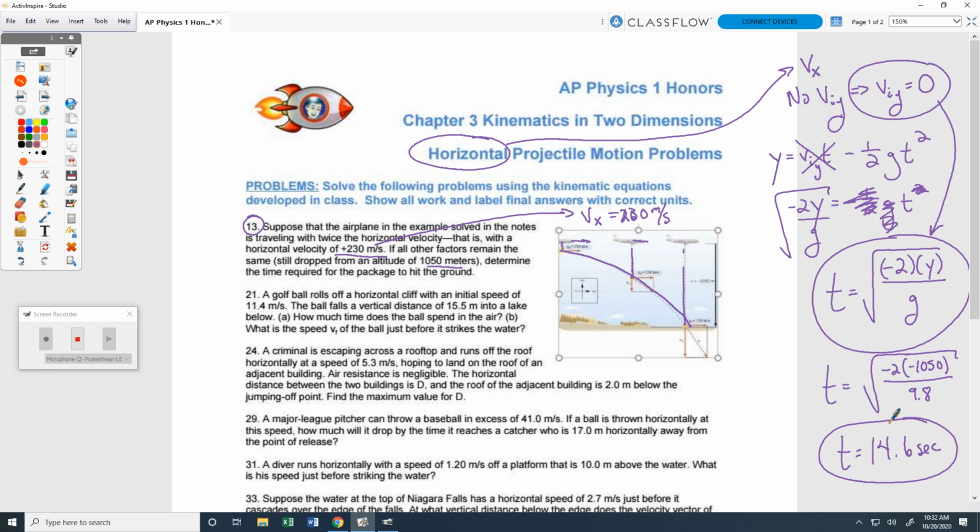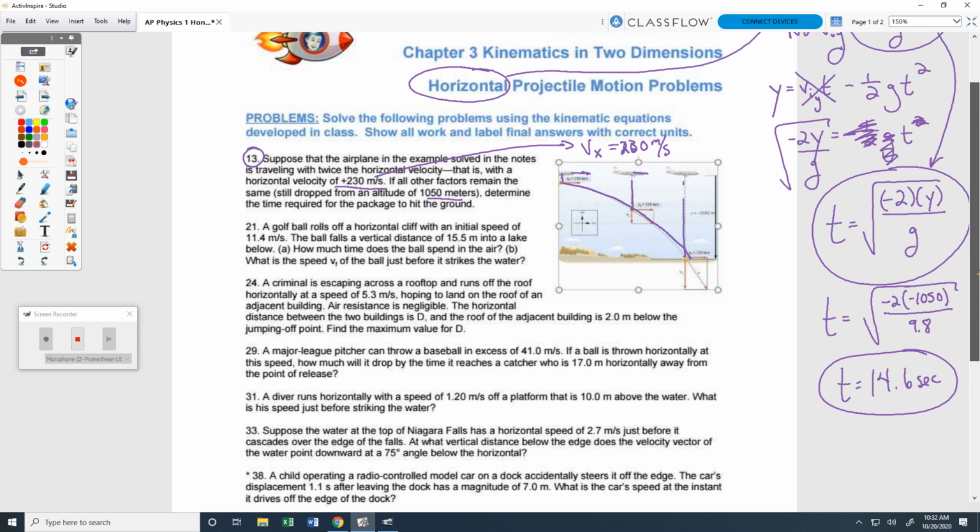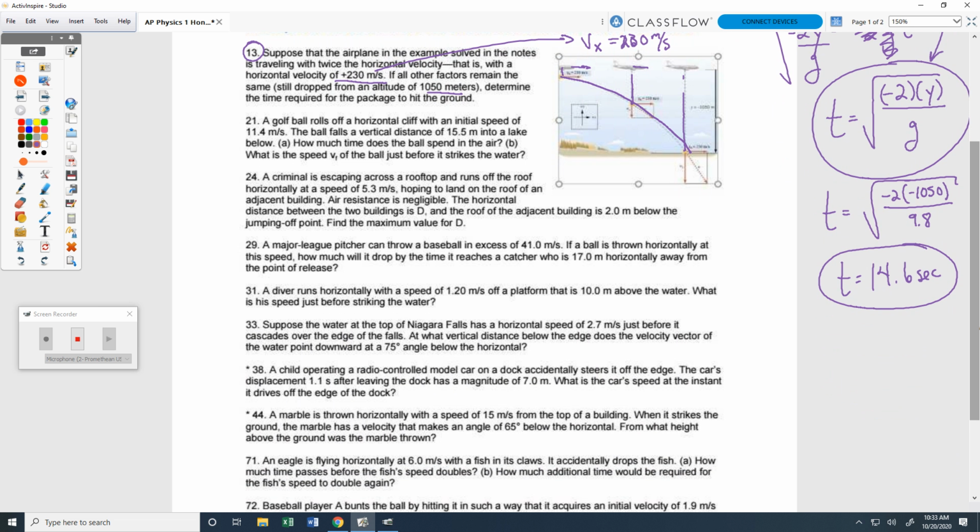So very key idea. I think the next part is just to continue to make your way through here. But one of the things I was trying to point out in class is as you look at all of these different problems, something is moving horizontally. Horizontal cliff for the golf ball. Criminal is running horizontally. The pitcher throws it horizontally. The diver runs horizontally. Suppose the water at the top has a horizontal speed. A child is operating, they accidentally steer off the edge. What's the car's speed? This one doesn't actually say anything about horizontal, but it accidentally steers off the edge of this dock, so we're assuming it's horizontal.